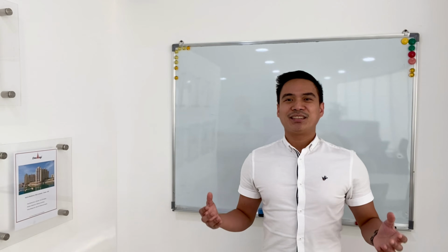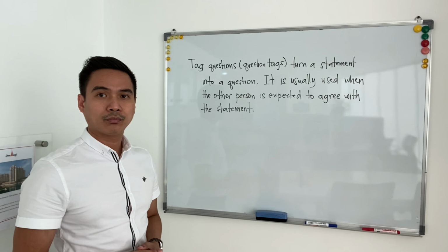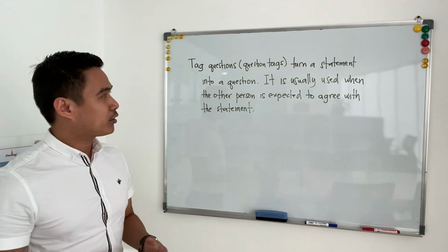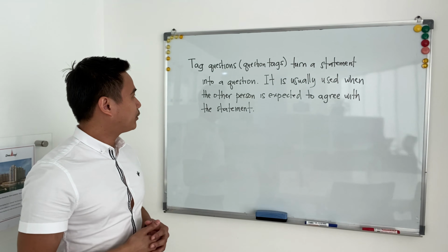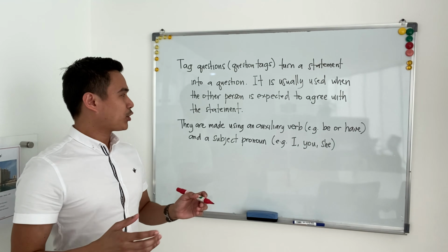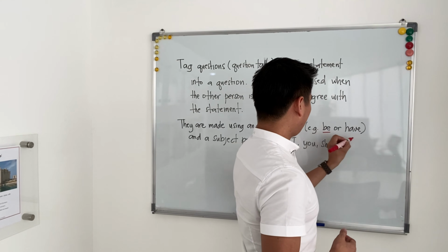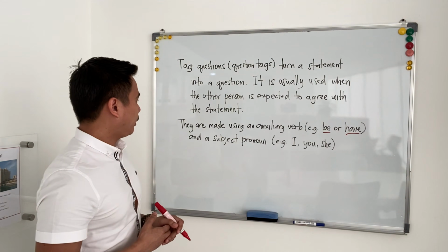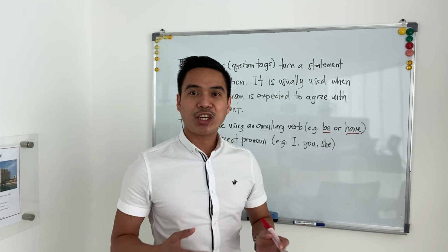You guys use tag questions, don't you? In this video, I'm going to talk about tag questions or question tags. Tag questions or question tags turn a statement into a question. It is usually used when the other person is expected to agree with the statement. Tag questions are made using an auxiliary verb like be or have, and a subject pronoun like I, you, and she.